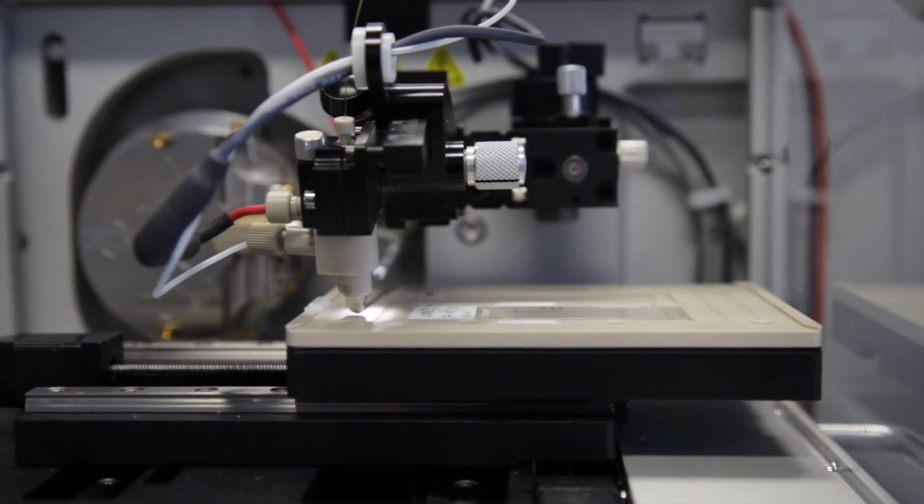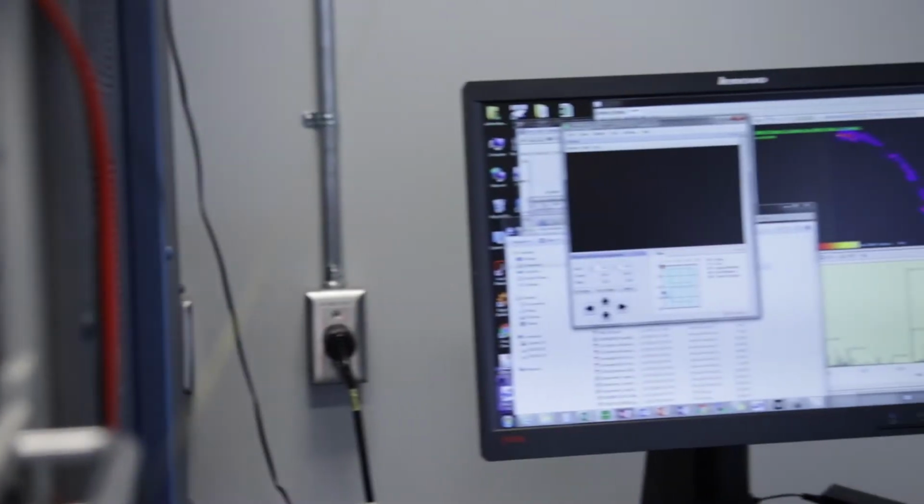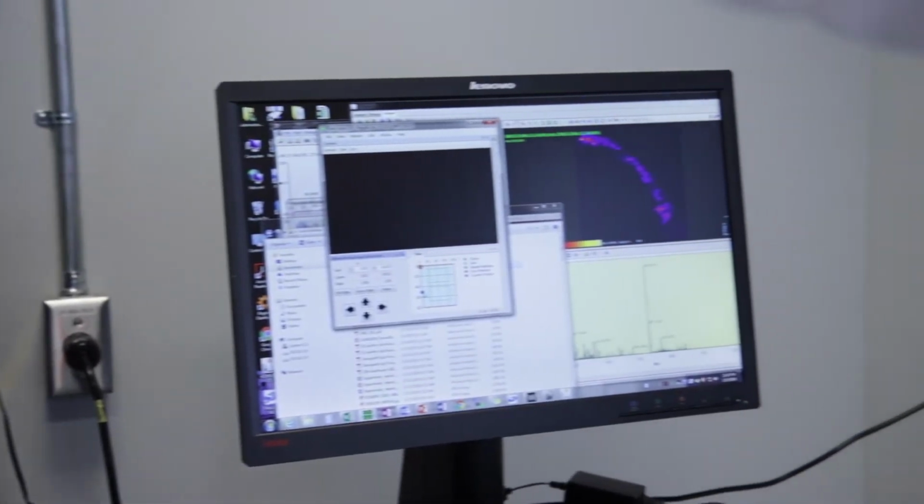So mass spectrometry is a technique that can identify complex mixtures of chemicals based on their molecular mass. It's mainly used to determine the presence or absence of certain chemicals. DESI stands for Desorption Electro-Spray Ionization mass spectrometry. DESI is a mass spectrometry technique that's able to image the surface of a tissue.